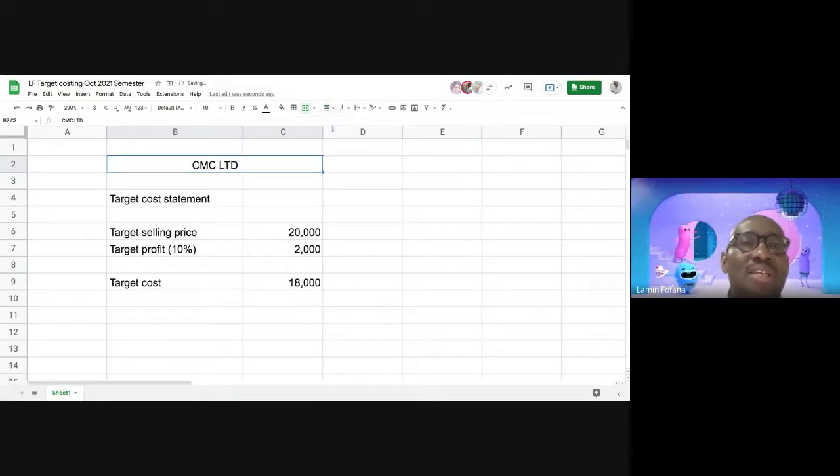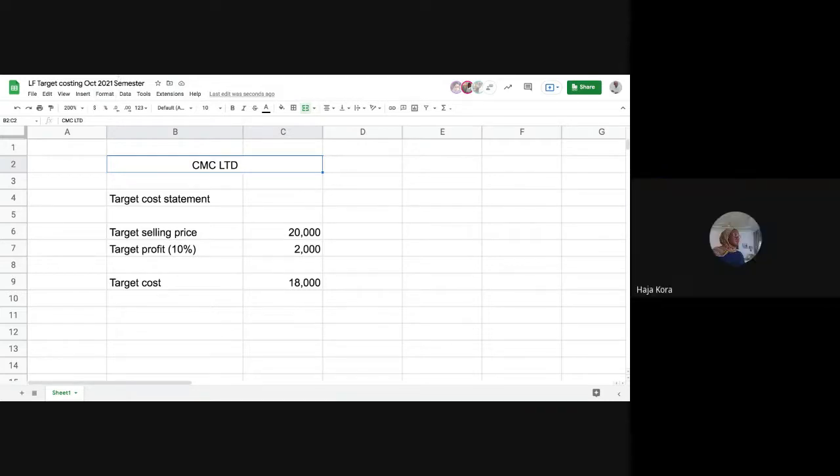Okay. Thank you, Haja. So how am I going to format this? Let's say I want to turn the color to blue, and then I want to make it bold, and I want to increase the font size to 14.